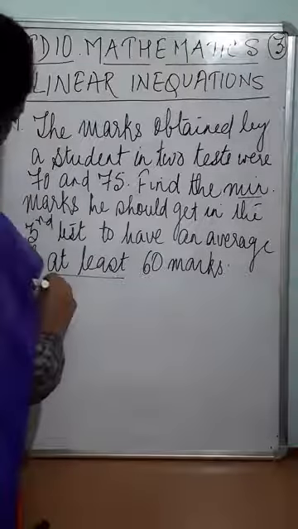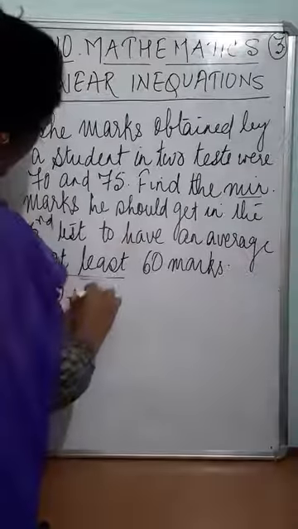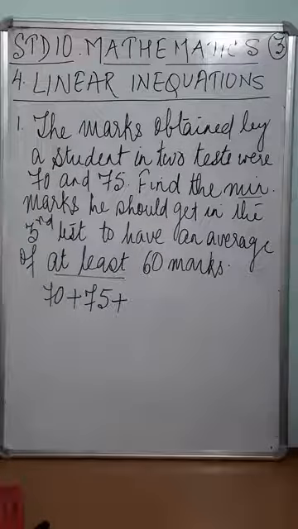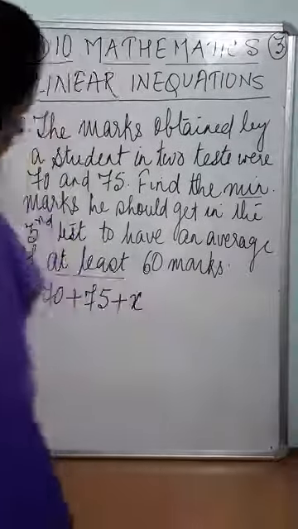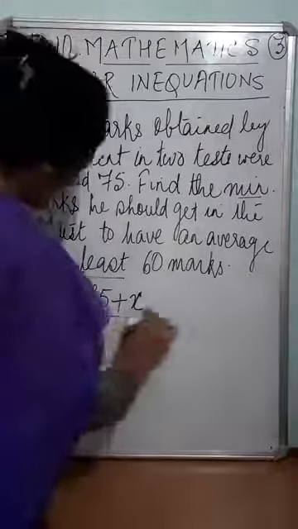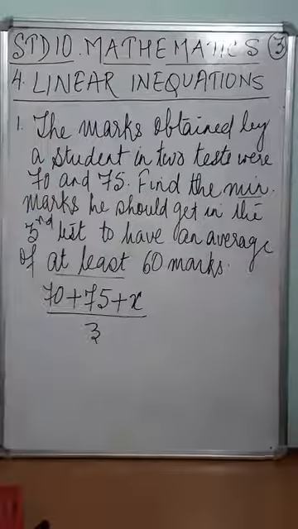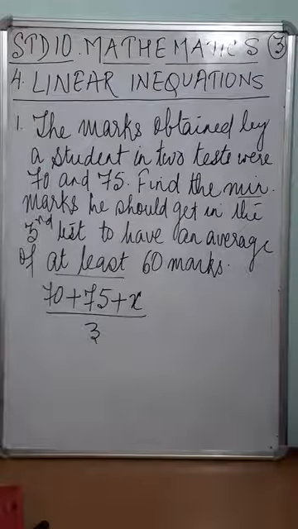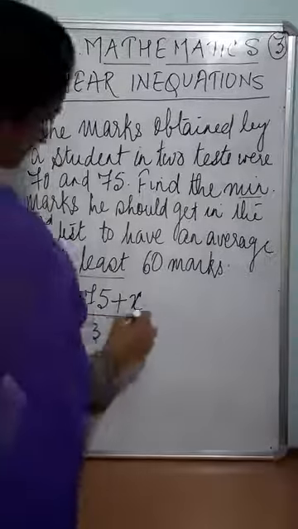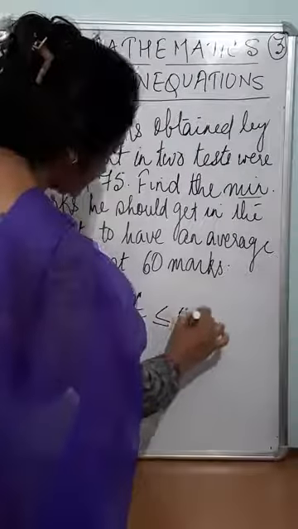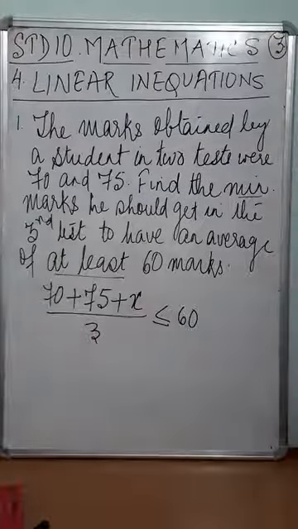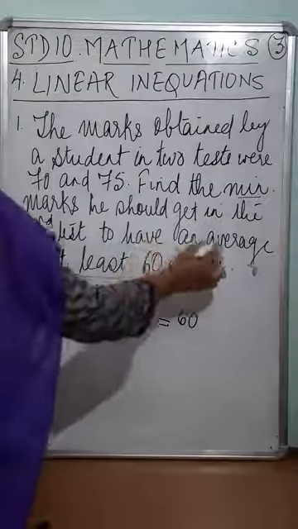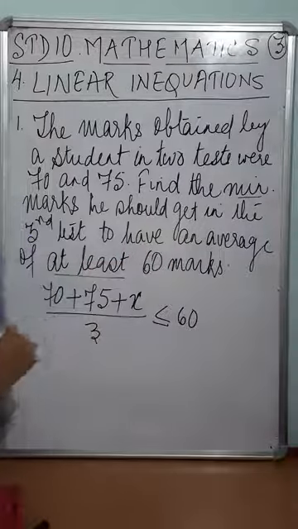In the two tests, the marks scored are 70 and 75, and let the marks scored in the third test be X. And the average of it, divided by 3, should be at least 60 marks. Find the minimum marks he should get in the third test to have an average of at least 60 marks.